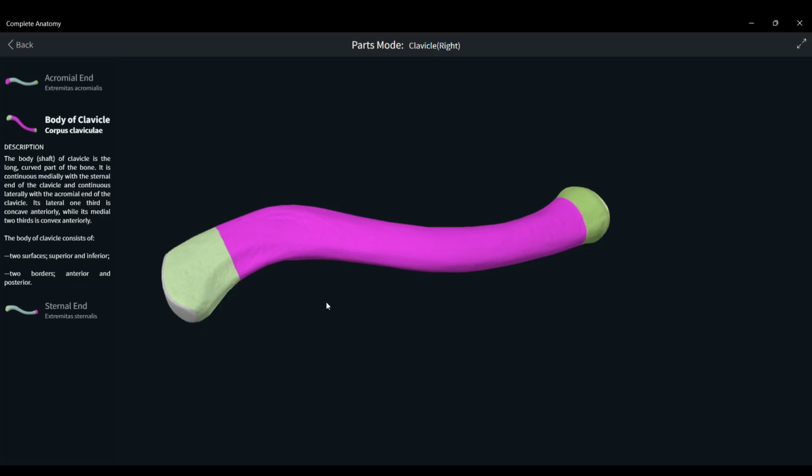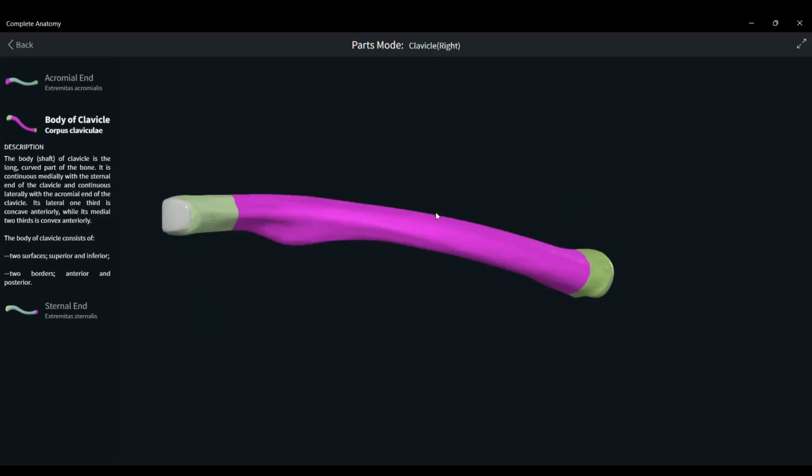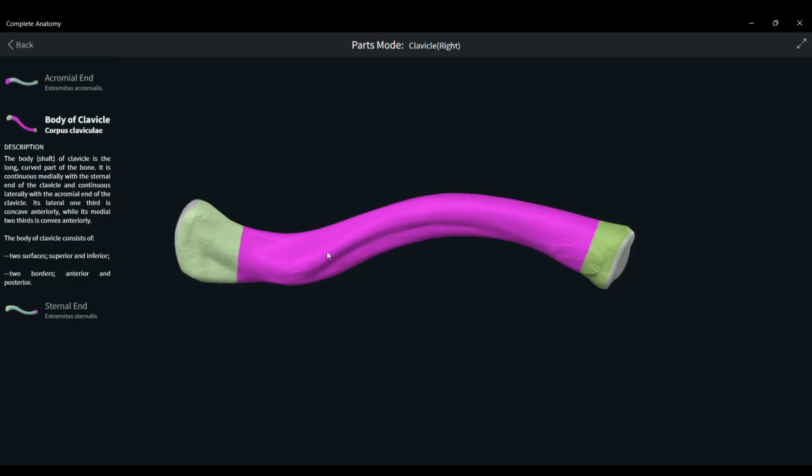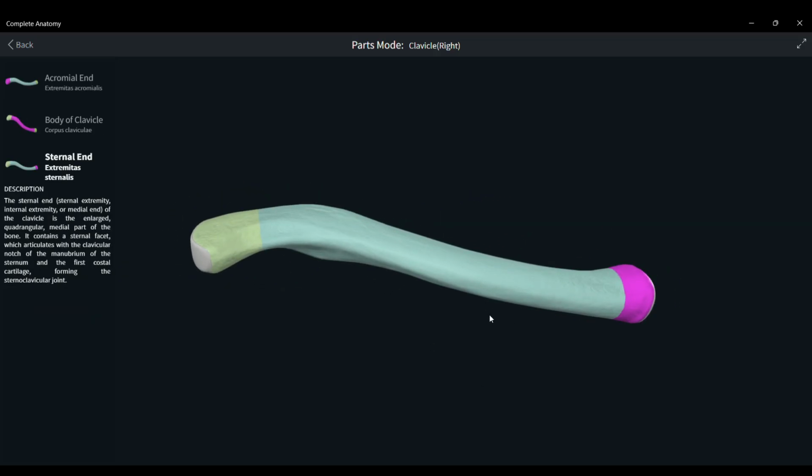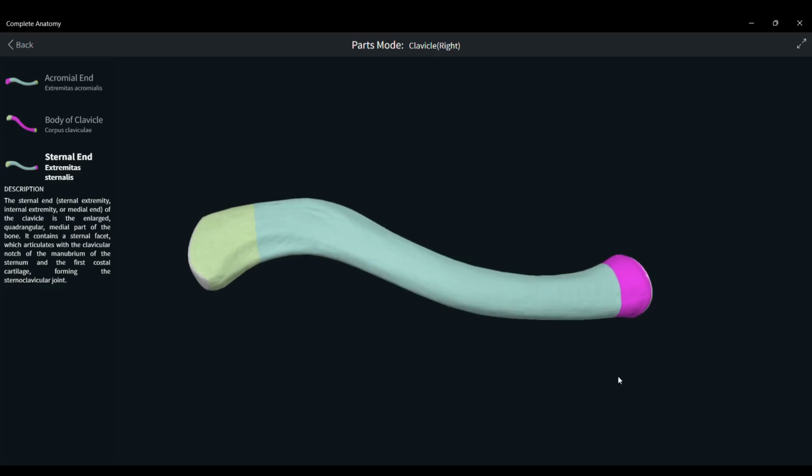On the superior surface, the facies superior, the bone is usually smooth, with hardly any structures visible. The characteristic impressions are found mainly on the inferior side. Now let's look at the medial end, the extremitas sternalis. This end is thicker and bulges forward. Here we find the articular surface for the sternum, the facies articularis sternalis, which is part of the sternoclavicular joint.